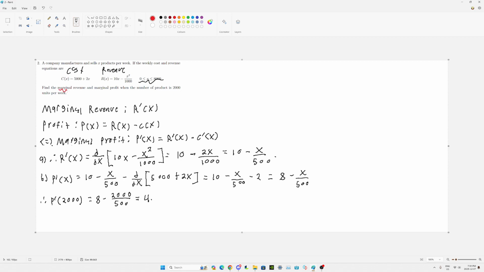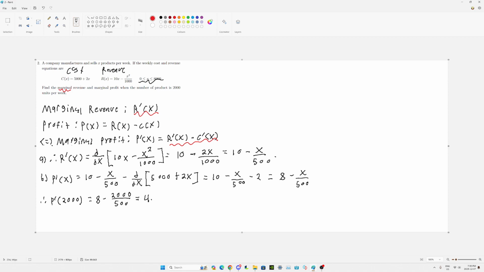So the marginal of something is going to be the derivative of that thing. So marginal revenue is going to be the derivative of the revenue. Profit is just going to be the revenue minus the cost. So in that case, the marginal profit, if we were to take the derivative of both sides, is just going to be the derivative of the profit equals the derivative of the revenue minus the derivative of the cost. Right? We just prime both sides.